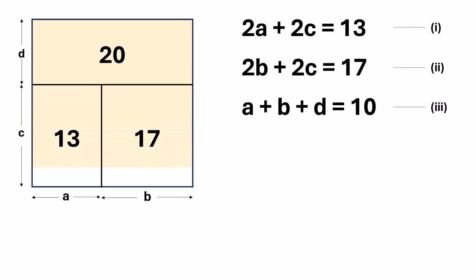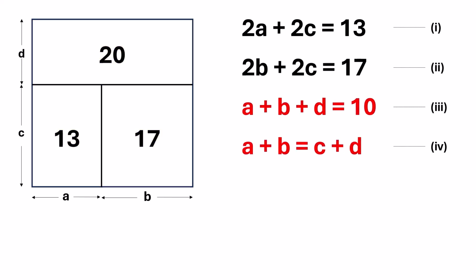Now, look at the square. The length of the bottom side is A plus B. And the length of the left side is C plus D. So we can write A plus B is equal to C plus D. Let's call this equation number 4.